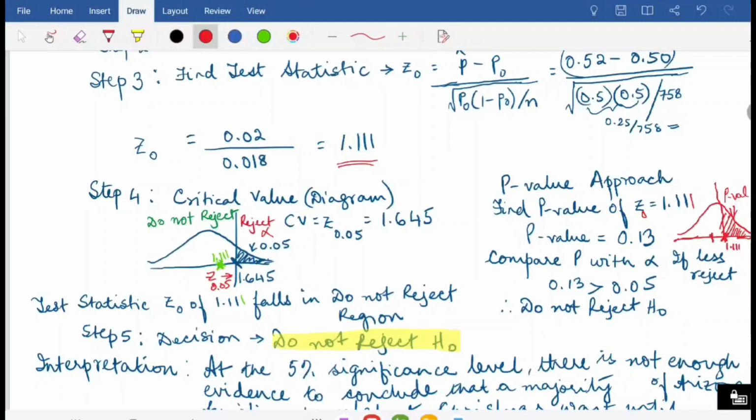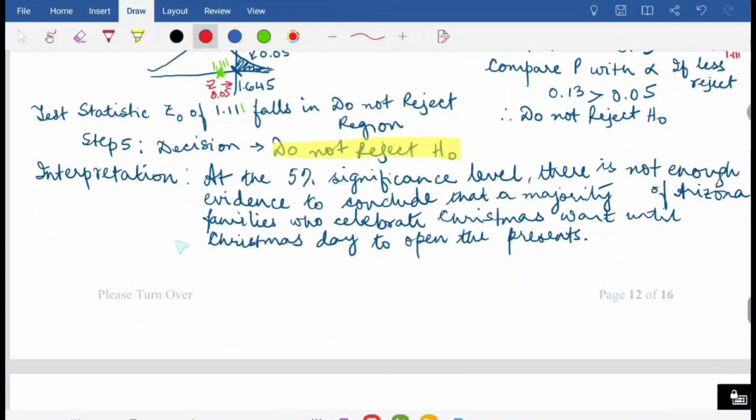This is a one-tail test. You don't have to multiply your p by 2 in this case. Then compare p with alpha. 0.13 is greater than 0.05. Therefore, do not reject the null hypothesis. And that agrees with what we found using the critical value approach. And finally, interpret it. At the 5% significance level, there is not enough evidence to conclude that a majority of Arizona families who celebrate Christmas wait until Christmas Day to open the presents, right?